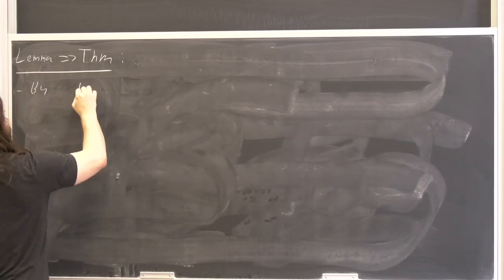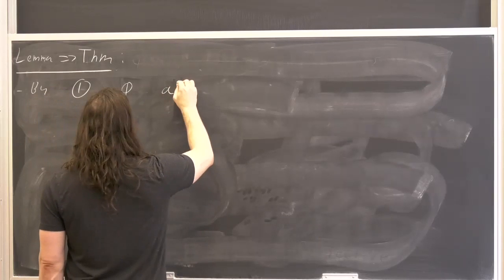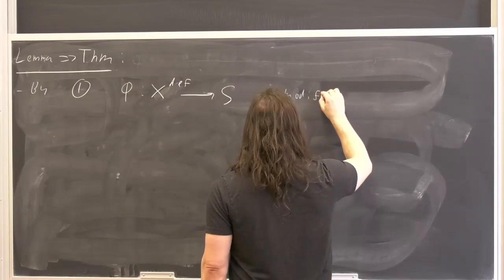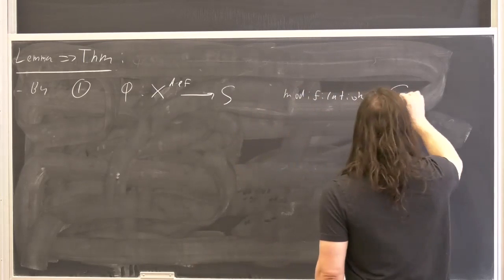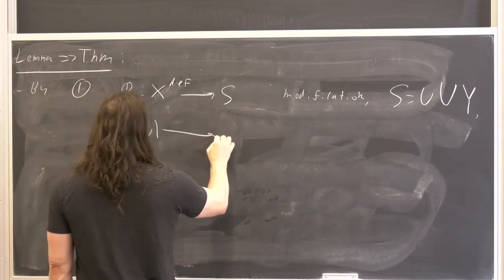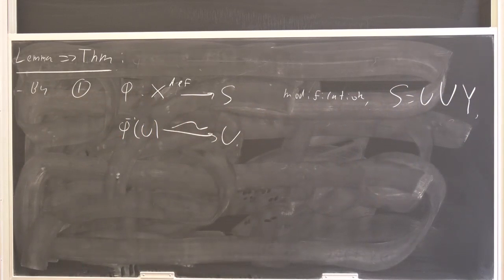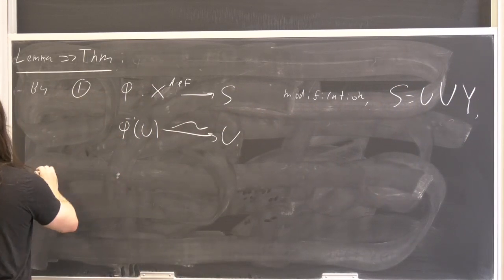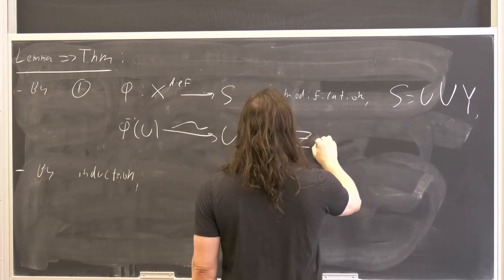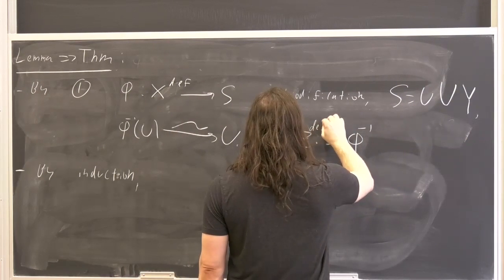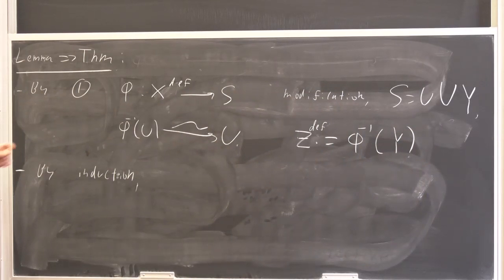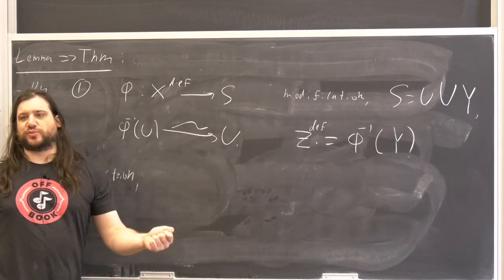So first, by step one, we can assume that phi is a modification. We can write S as U union Y, such that phi inverse of U maps isomorphically to U. Now, by induction, let's set Z to be the algebraic guy inside X, with the finalization as the pre-image of Y. So we have this breakup where we have Z inside X, Z is being contracted, and everywhere else away from Z we have an isomorphism.